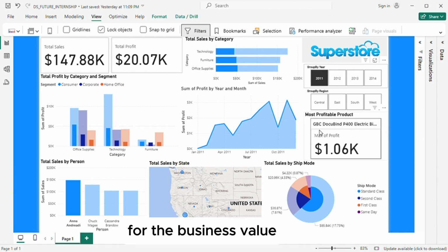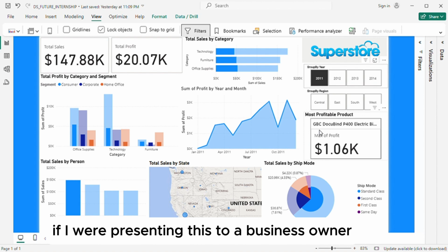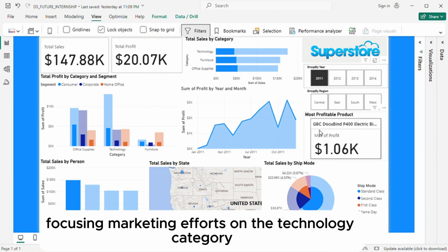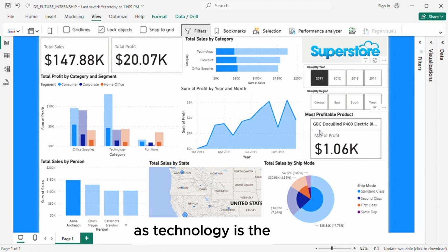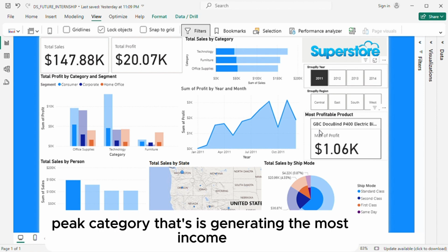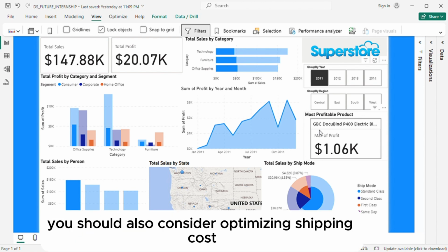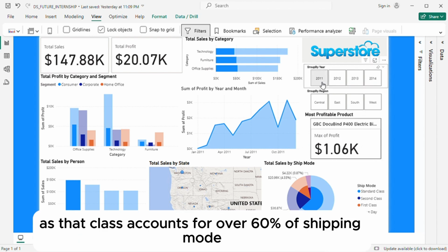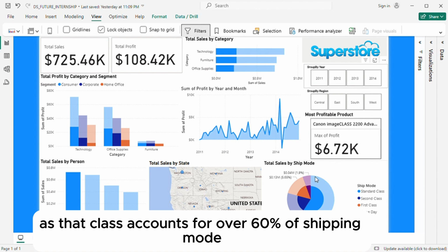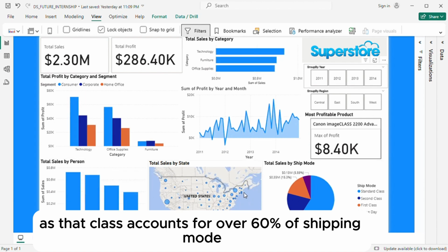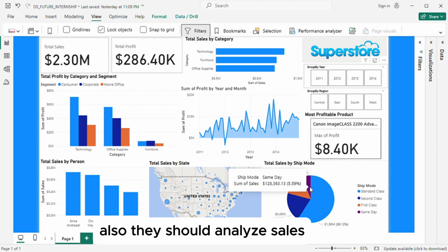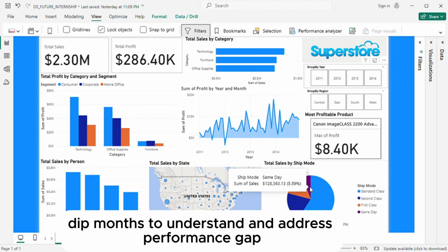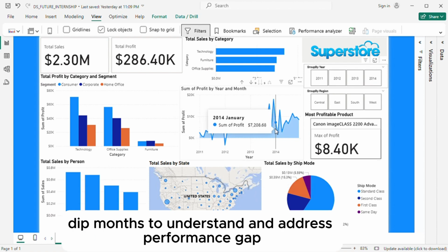For the business value, if I were presenting this to a business owner, I would recommend focusing marketing efforts on the technology category, as technology is the top category generating the most income. They should also consider optimizing shipping cost for standard class orders, as that class accounts for over 60% of shipping mode. Also, they should analyze sales dip months to understand and address performance gaps.